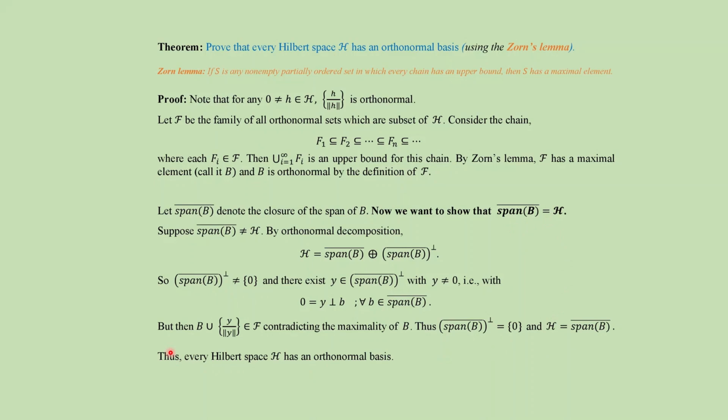This completes the proof. So every Hilbert space H has an orthonormal basis. It's a little complicated, but if you think about it, you will understand. It needs some time, but you will understand.